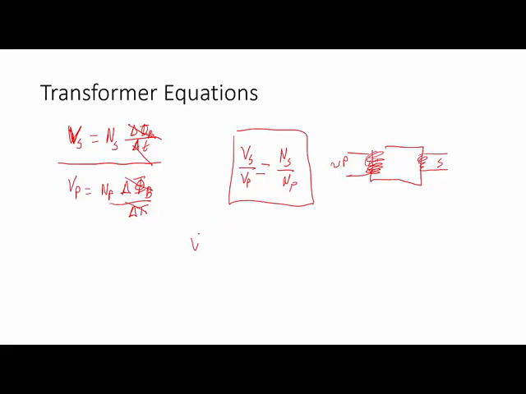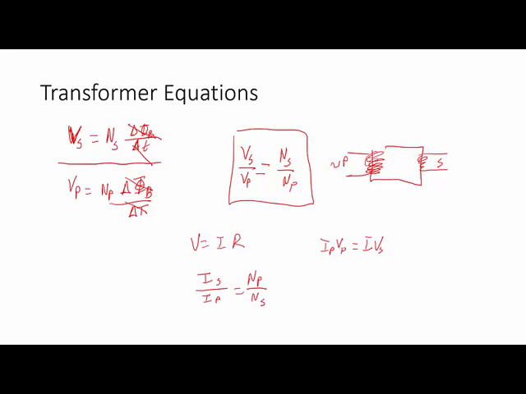Now, if you use Ohm's law, V equals IR, you can make a substitution, and you can see that the current in the secondary divided by the current in the primary is equal to the number of turns in the primary divided by the number of turns in the secondary, because IP VP has to equal IS VS.